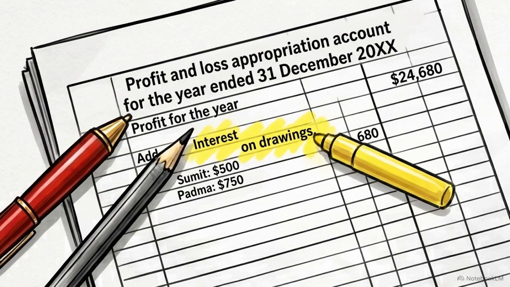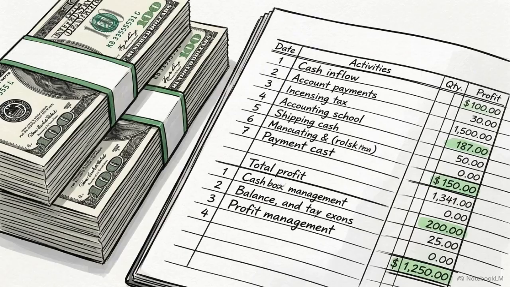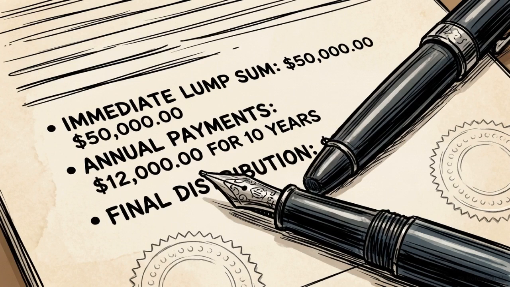You must be careful here. Notice the highlight on the word interest. We are adding the interest calculated on those drawings, not the actual total drawings themselves. Charging interest on these early withdrawals directly increases the total wealth available for distribution to everyone at the end of the year.